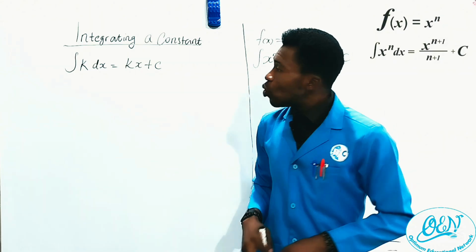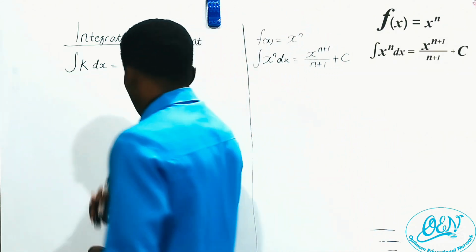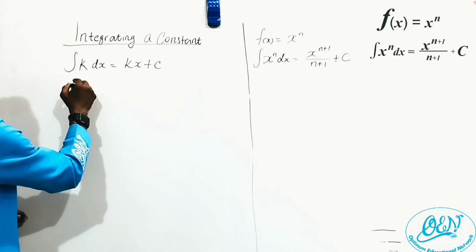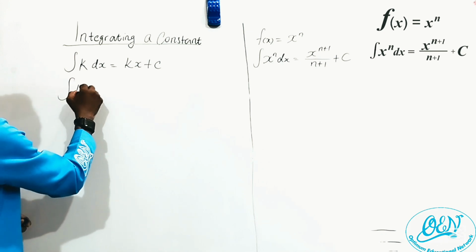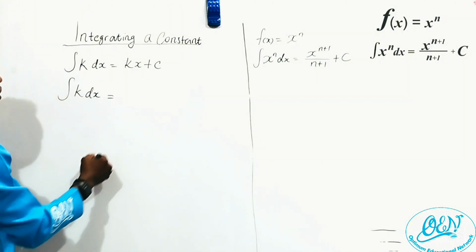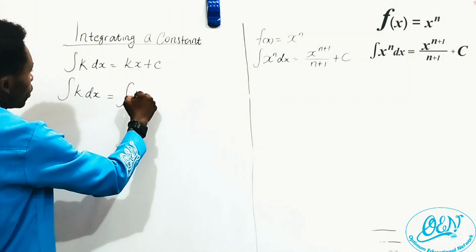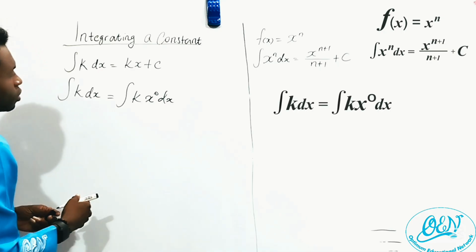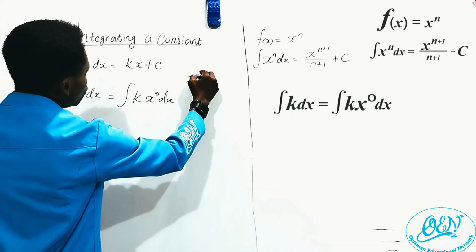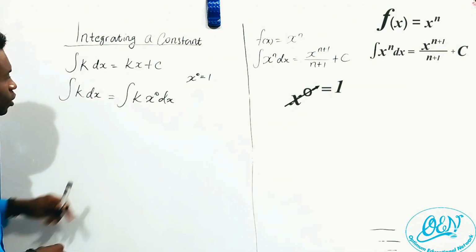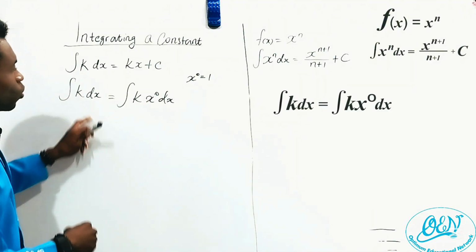Welcome again. To try to explain why we have this, we're going to assume that this integral of k dx can be written as the integral of k x raised to the power 0 dx. Now we know that x raised to the power 0 is equal to 1. So 1 times k is still k. So this is still the same thing with what we have here.